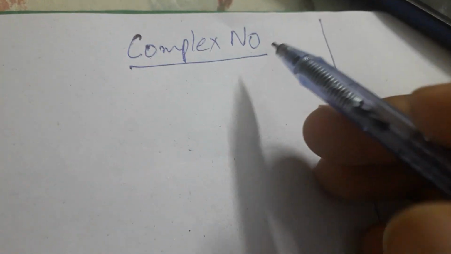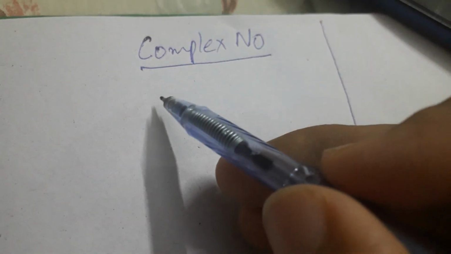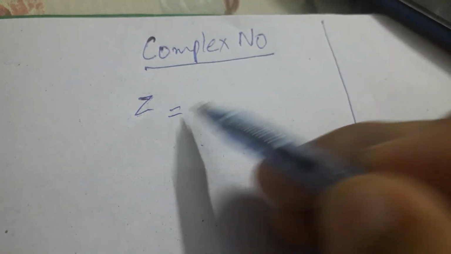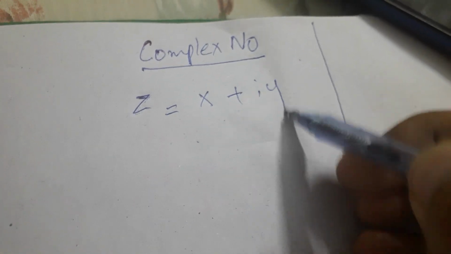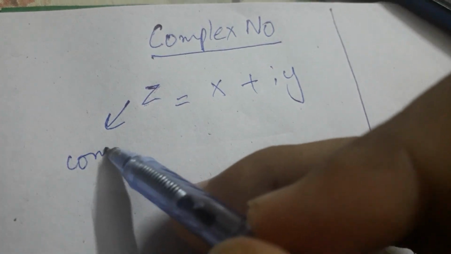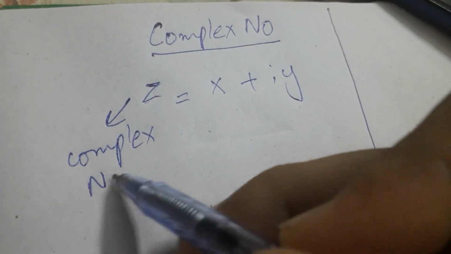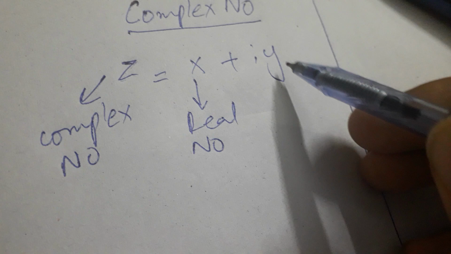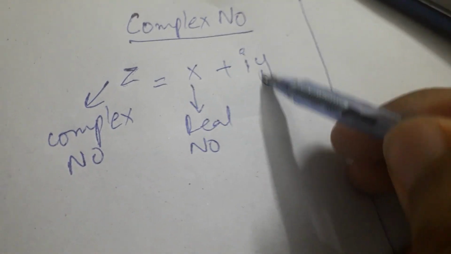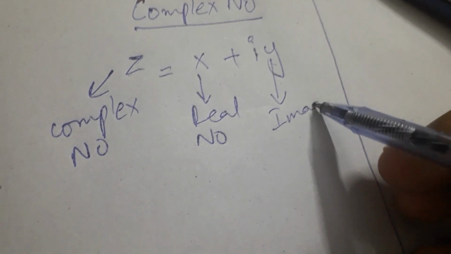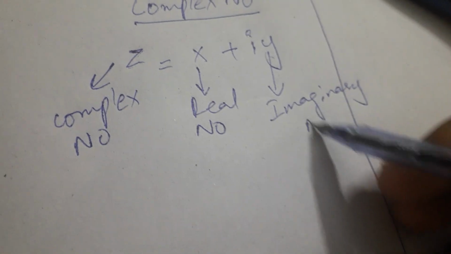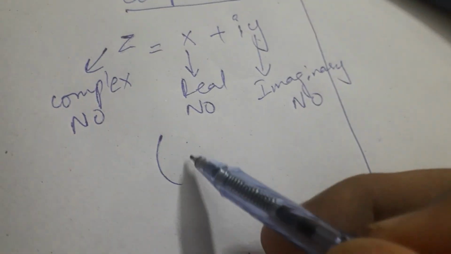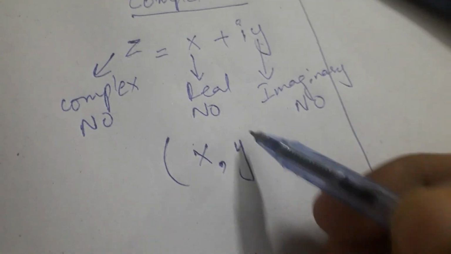Lecture name is complex number. Now what is a complex number? A number which contains the real and the imaginary part. Z is a complex number. Here x is a real number, while the number with iota is the imaginary number. It can also be written as x comma y.